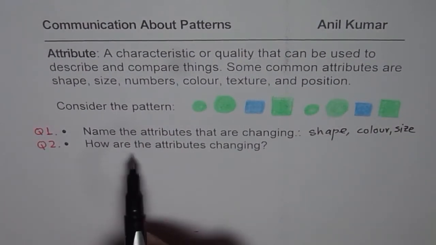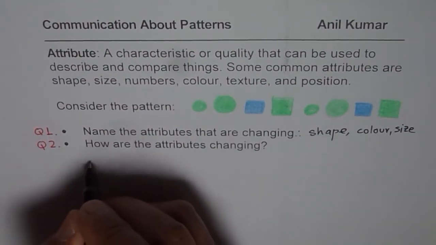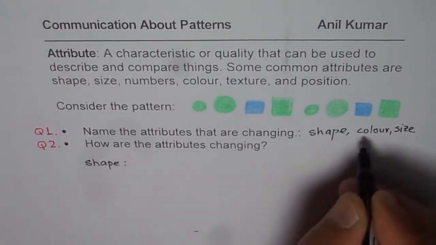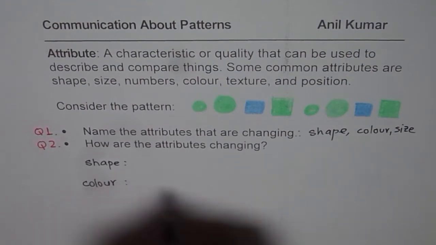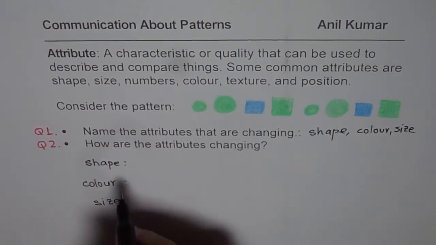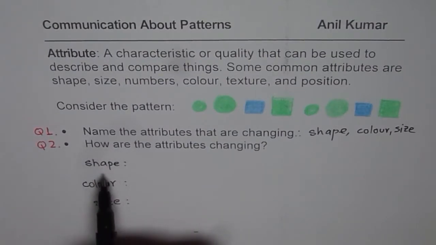Now the question is, how are the attributes changing? Let us describe them one by one. So let us first describe shape, then we will describe color, and then we'll describe size. So they could be done separately also. In some of the videos, what I have done is combine them and then describe. So that is another approach. So you could describe them separately also. Let's do one by one.